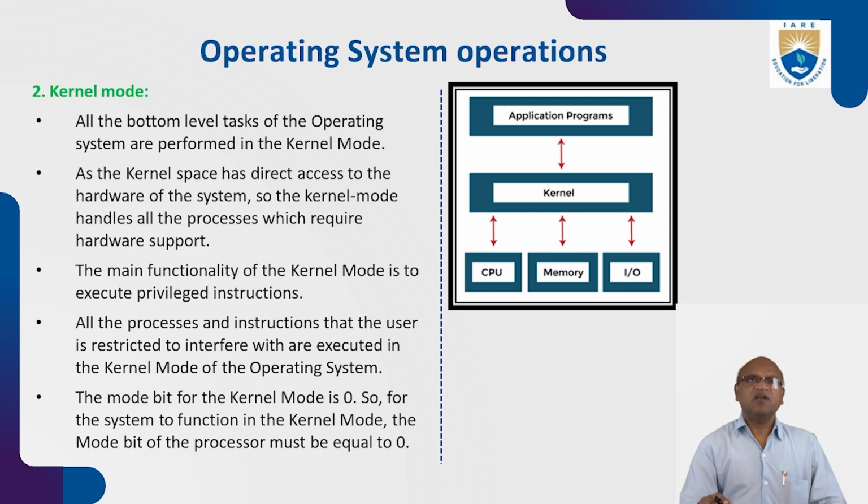So the kernel mode handles all the processes which require hardware support. The main functionality of the kernel mode is to execute privileged instructions. All the processes and instructions that the user is restricted from interfering with are executed in the kernel mode of the operating system. The mode bit for the kernel mode is 0, which means for the system to function in the kernel mode, the mode bit of the processor must be equal to 0. So this is kernel mode.